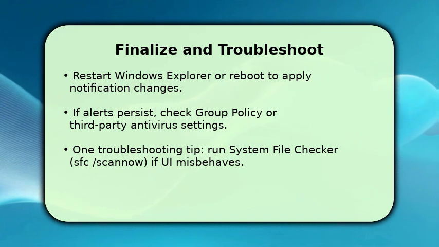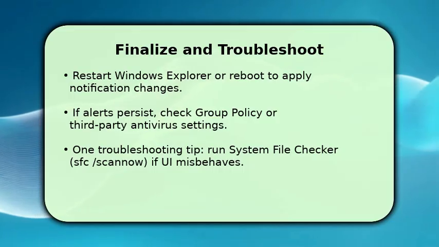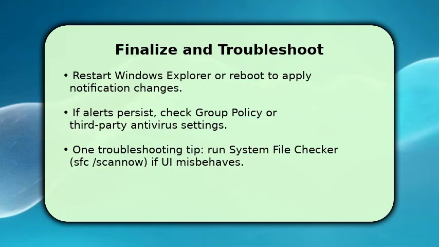If notifications persist, check Group Policy Editor or any third-party antivirus/endpoint manager that can override Windows Security. Make those changes there. If the settings page won't save or looks wrong, run System File Checker with sfc /scannow to repair system files, then retry.